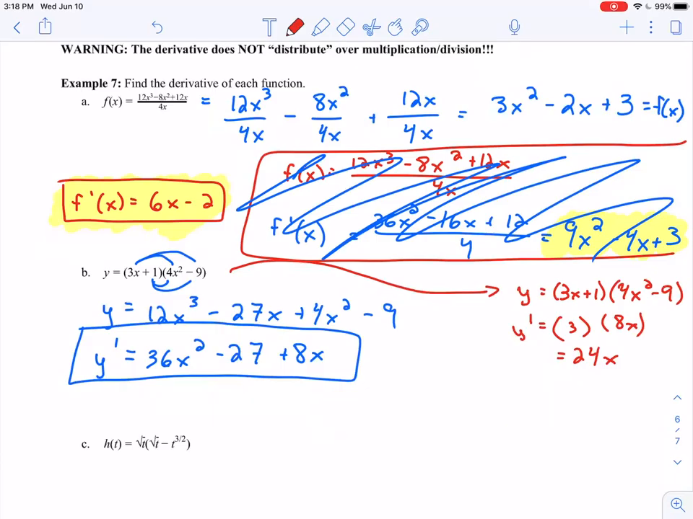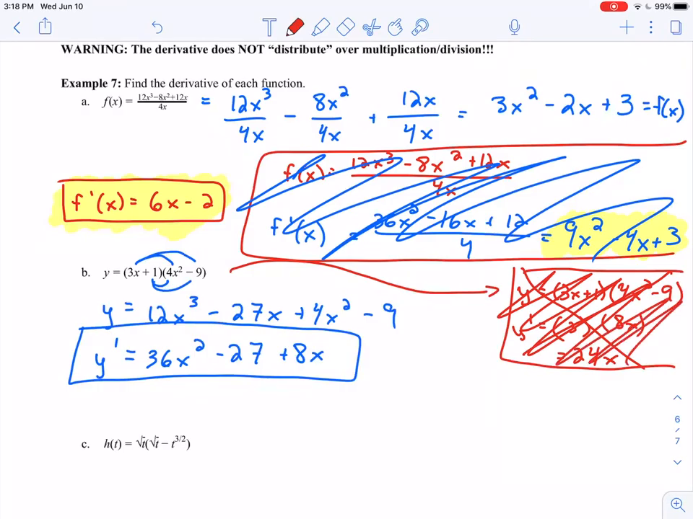So again, for this one, we tried to take a shortcut. That shortcut does not work. So we're going to have to find ways around multiplication and division. Most of the time, it's just simplifying the expression as much as we possibly can. Now, there will be times when we simply can't simplify the expression.